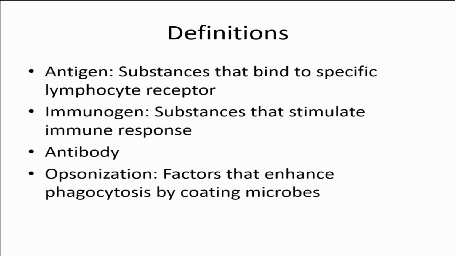And what's opsonization? Factors that enhance phagocytosis by coating the microbe. They just tag and decorate the surface of the microbe to show that it is flagged for killing by some other cells.